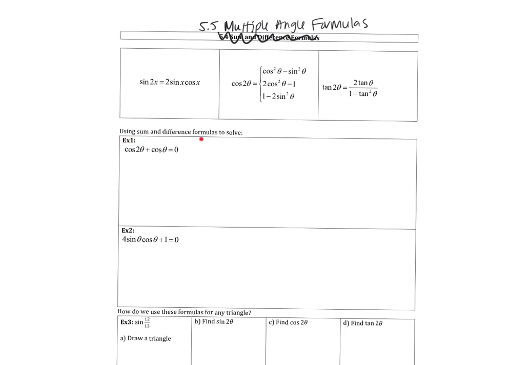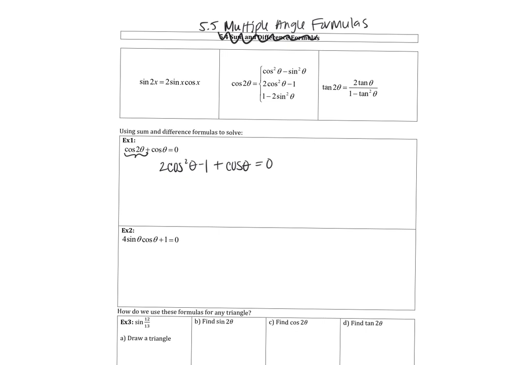It says, using the sum and difference formulas, solve. All right, let's go ahead and do that. So cosine 2 theta. When you think about which one you want to use here, we're solving. Cosine has multiple options here, but I noticed I already have a cosine here, so I'm going to choose to make everything in terms of cosine for this problem. So I'm going to replace cosine 2 theta with 2 cosine squared theta minus 1. And we've got that plus cosine theta on the end equals 0.